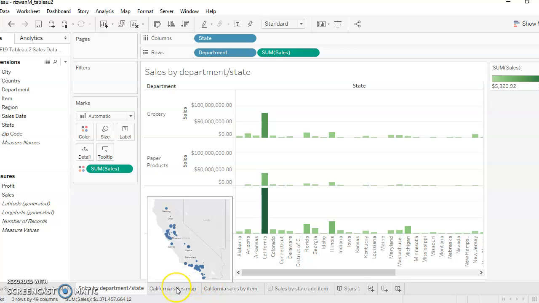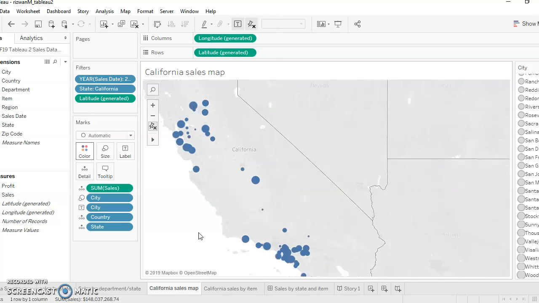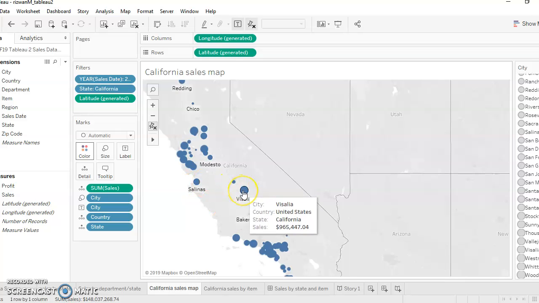With that, I took California and put it on a map and decided to look at the cities in the state of California. Here we can see that the circles show the cities, and the bigger the circle, the higher the sales. For example, over here in Fresno, it is a fairly small circle, whereas right next to it in Visalia, there is this very large circle.